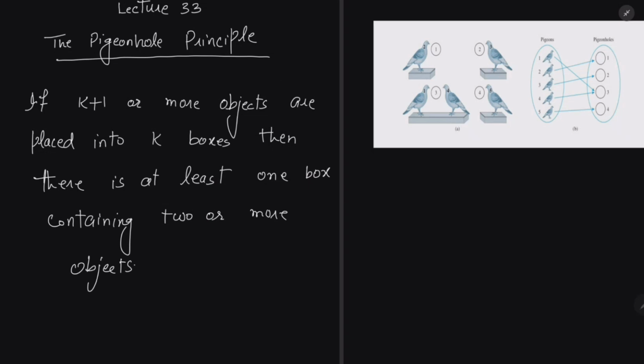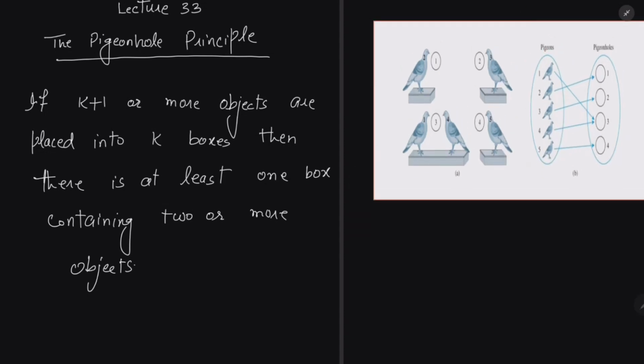It also has a consequence. The consequence is that if there are more pigeons and fewer pigeonholes, you cannot draw a one-to-one correspondence. It means that if you make a function, then this function will not be one-to-one.